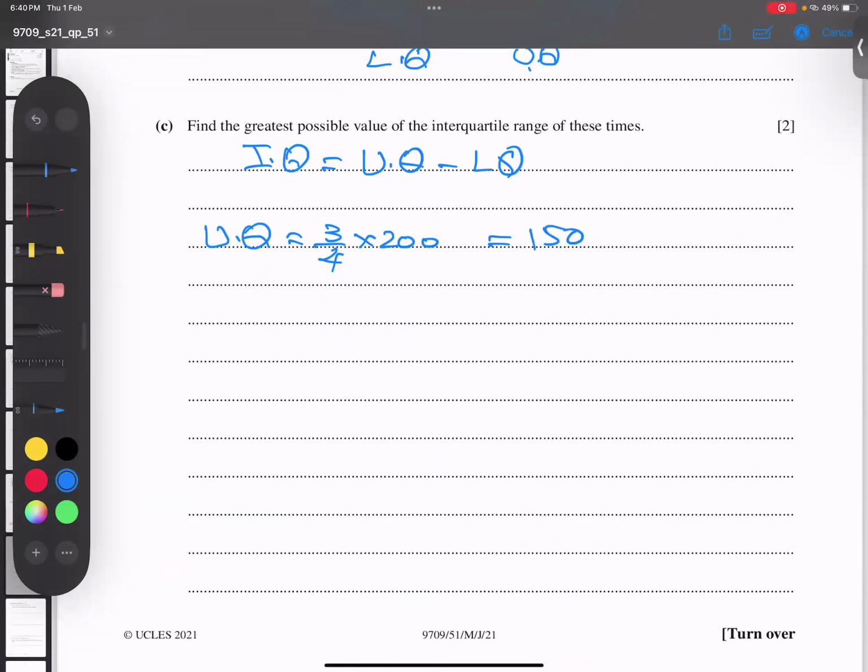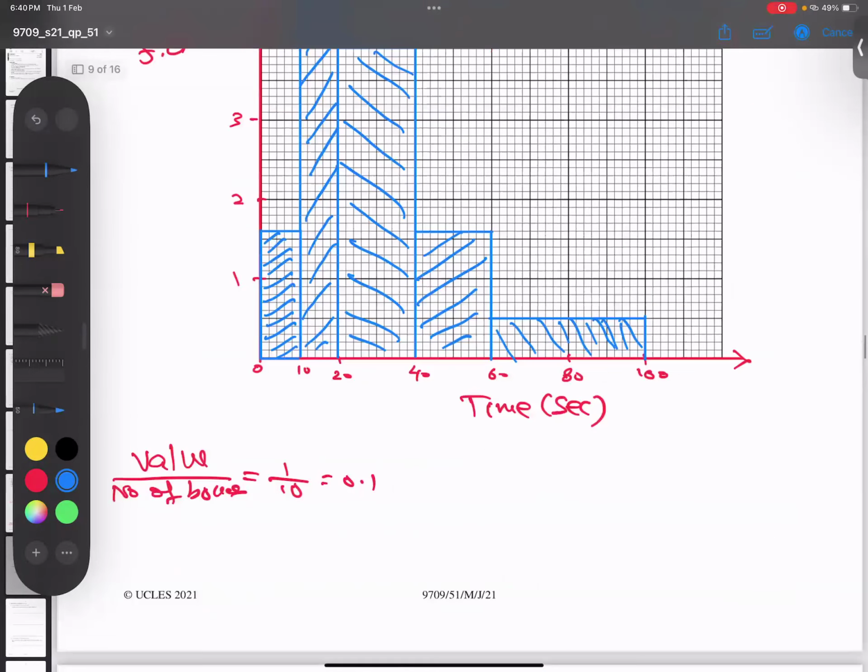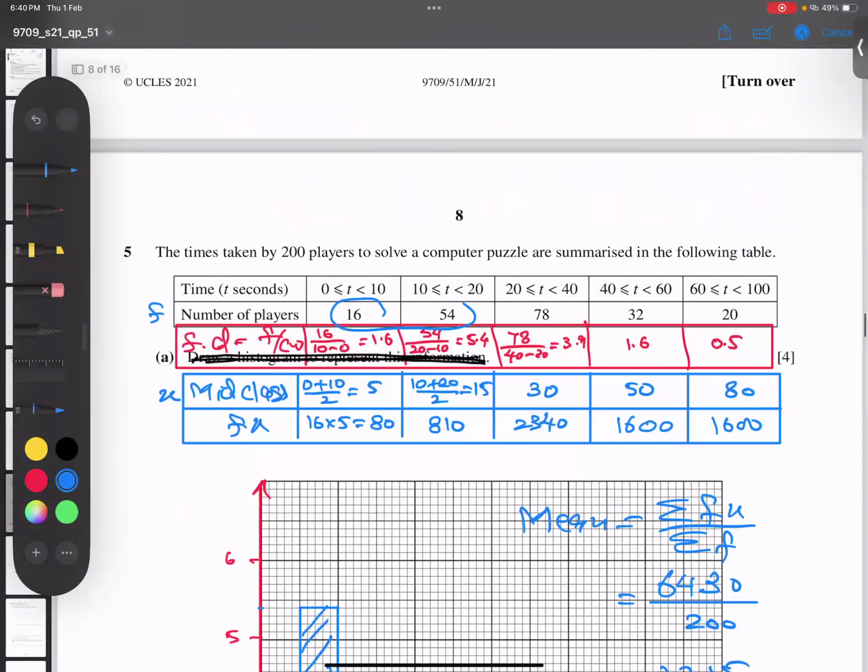But do you think 150 is our answer? Not at all. So check where 150 lies. 16 plus 54, if you add them, you get 70. But no, it's not working, so I will add the first three values. Now check: 16 plus 54 plus 78, if I add, I get 148. Oh, still I'm looking for 150. It means in the first three groups, the total frequency is 148, and I'm looking for 150.